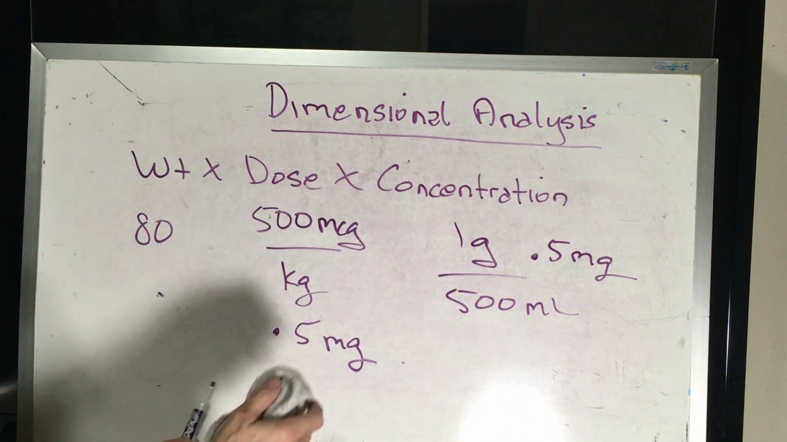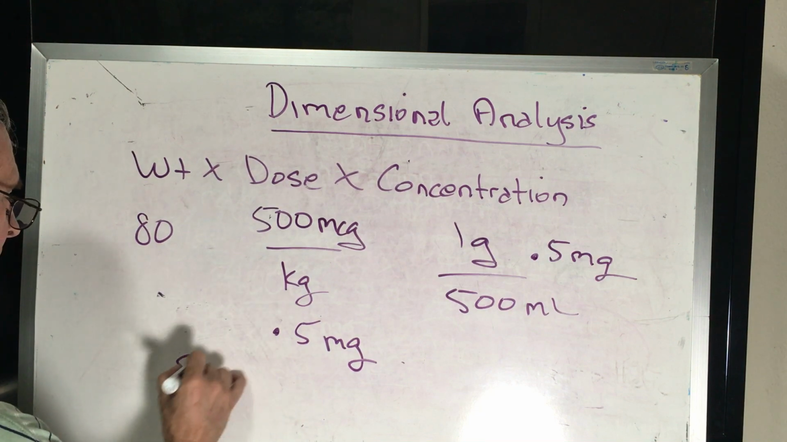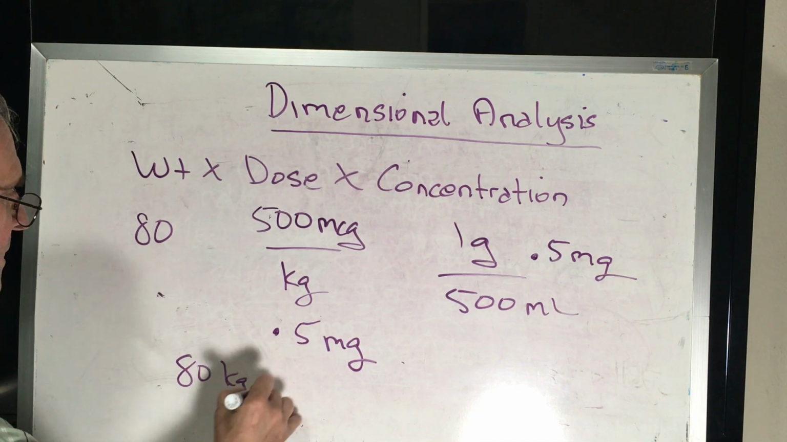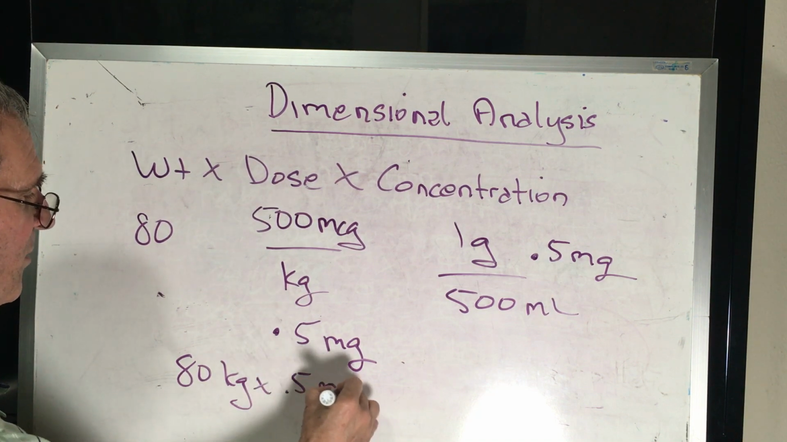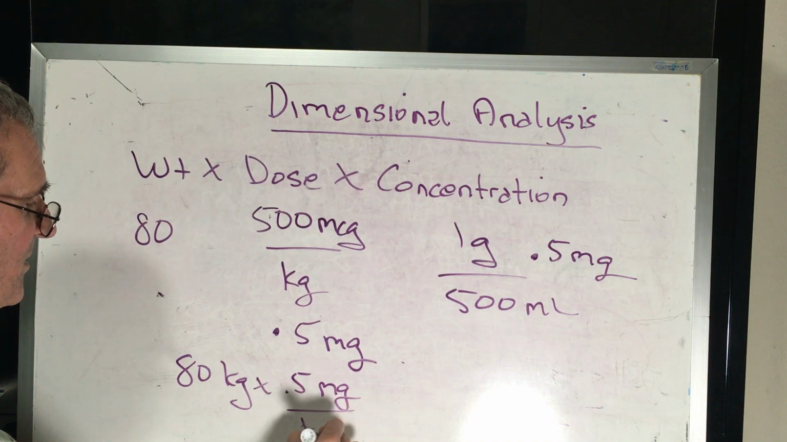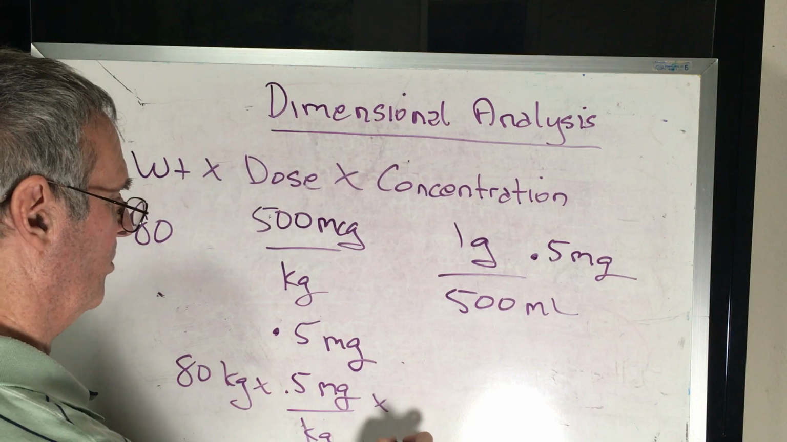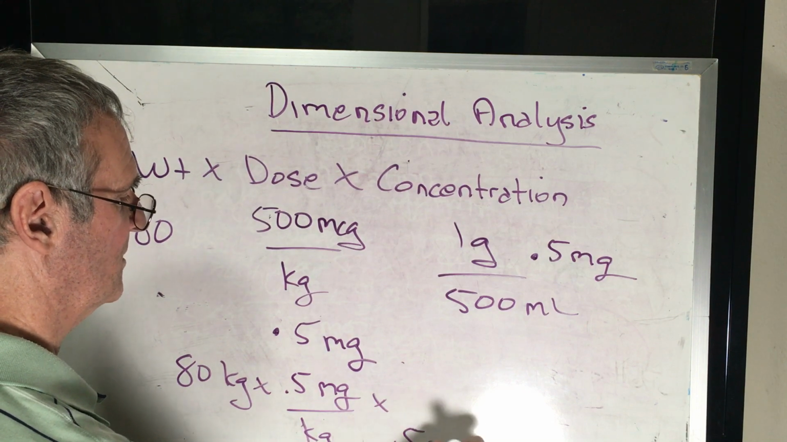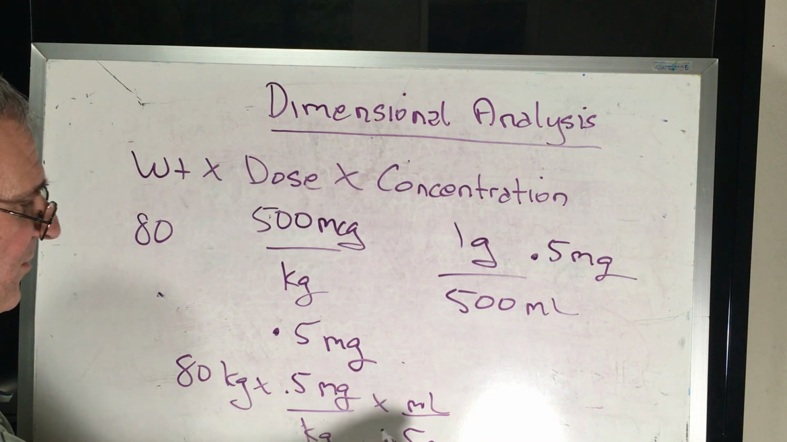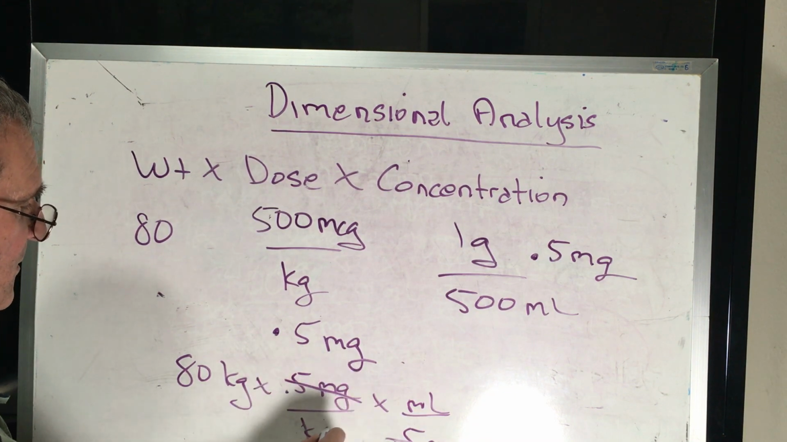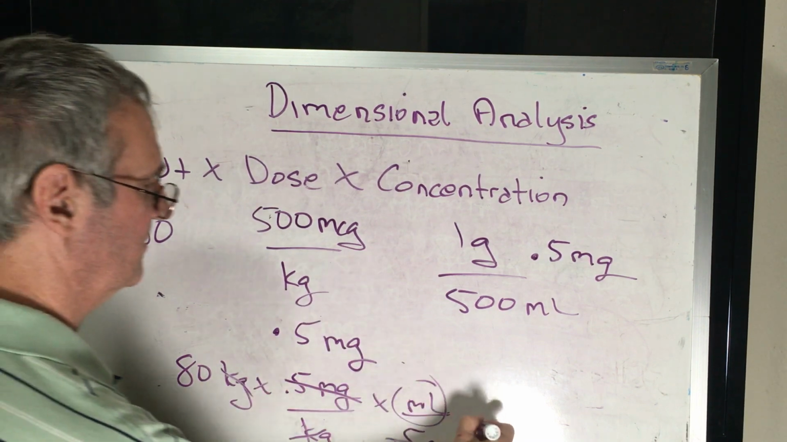All right, so let's set this up again. Hopefully you can see it down here. 80 kilograms times 0.5 milligrams per kilogram, that's the dose, times the concentration, which is 0.5 milligrams per milliliter. Well, 0.5 milligrams goes away, kilograms goes away, so I'm left with 80 milliliters.